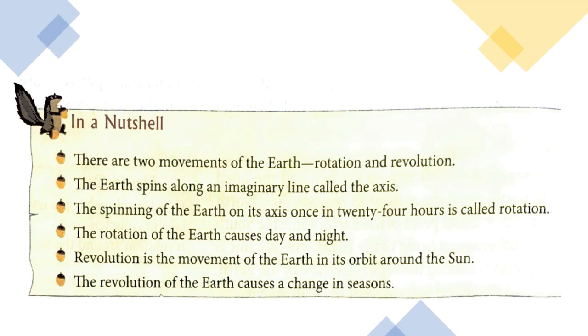So what did we learn in this chapter? We have learned about the two movements of the earth, rotation and revolution. We have learned that the earth spins along an imaginary line called the axis. The spinning of the earth on its axis once in 24 hours is called rotation. The rotation of the earth causes day and night. Revolution is the movement of the earth in its orbit around the sun. The revolution of the earth causes a change in seasons.